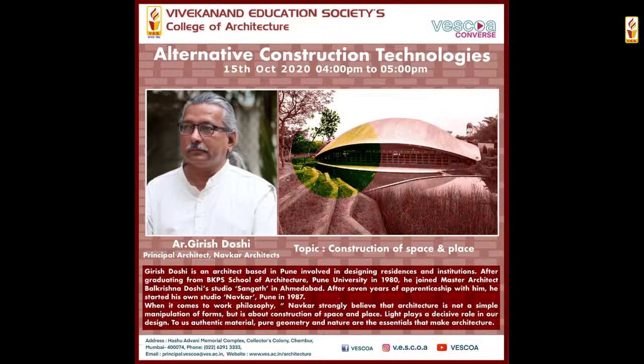When it comes to work philosophy, Navkar strongly believes that architecture is not a simple manipulation of form, but is about construction of space and place. Light plays an important and decisive role in their design. Authentic material, pure geometry, and nature are the essentials that make architecture. And rightly so, he has titled his talk for the day Construction of Space and Place.